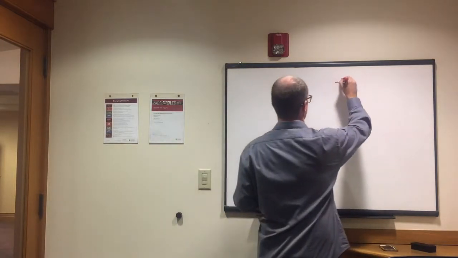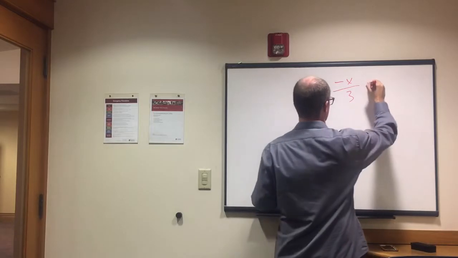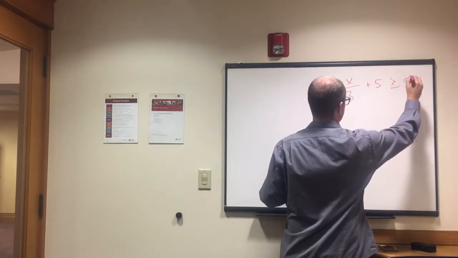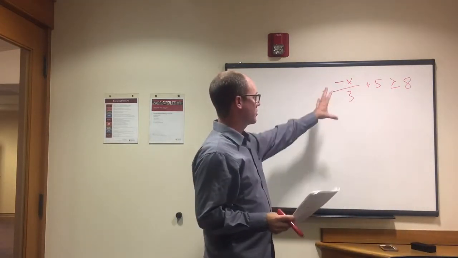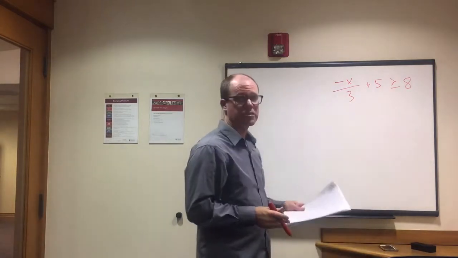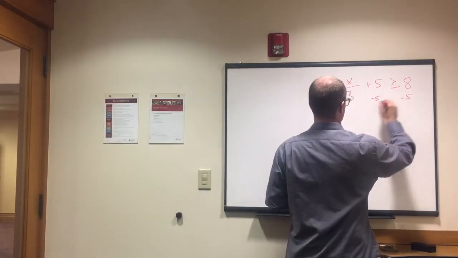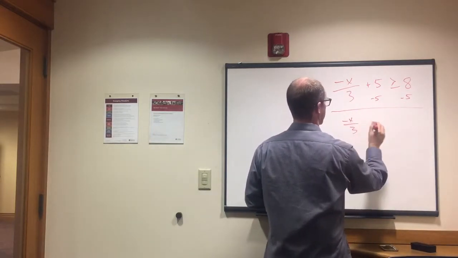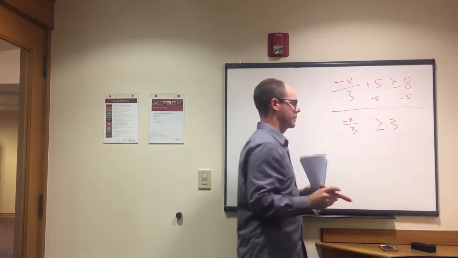So we have negative x divided by 3 plus 5 greater than or equal to 8. Always when we have variables, we're trying to get it by itself. That's our first step. So first thing here, we're going to subtract 5 from both sides. And we have negative x over 3 greater than or equal to 3.